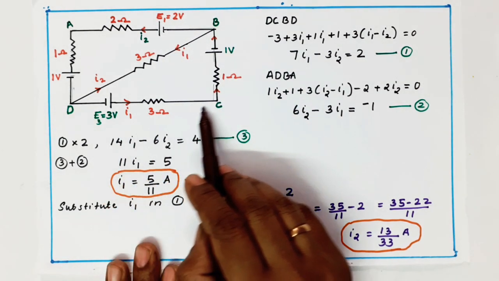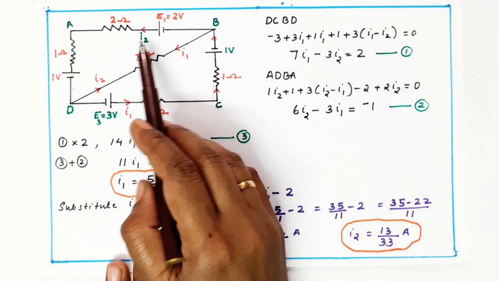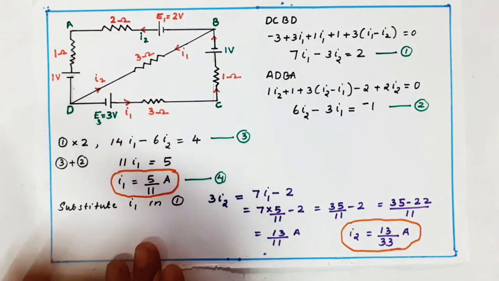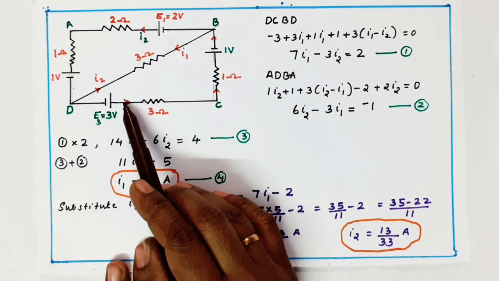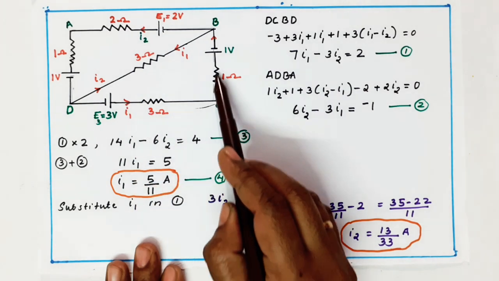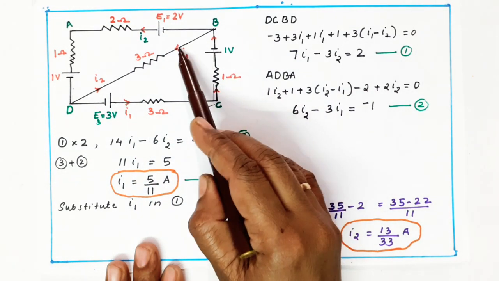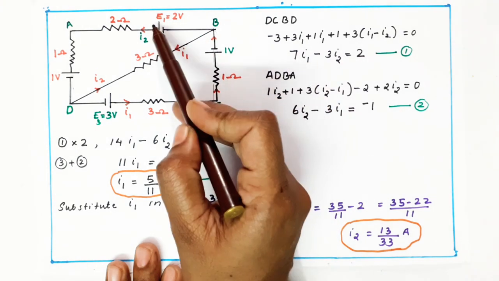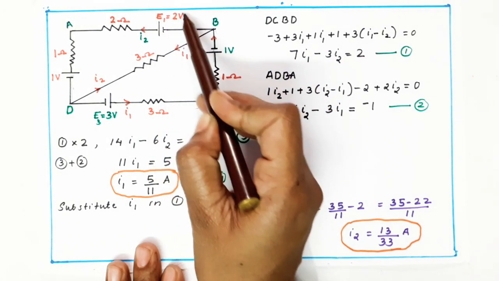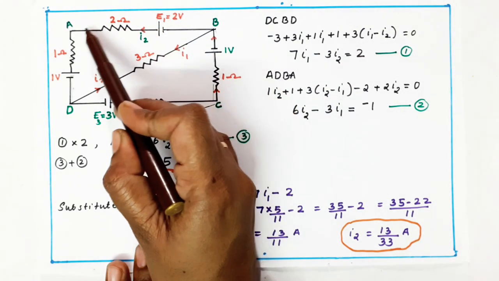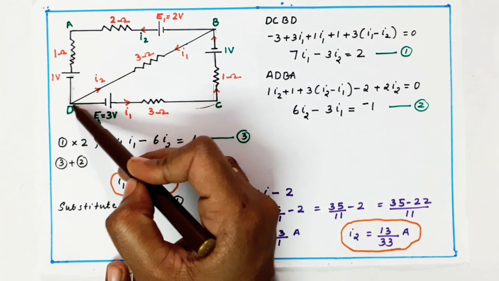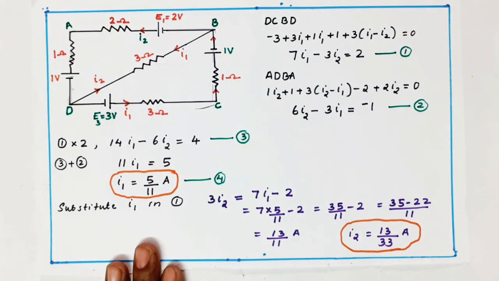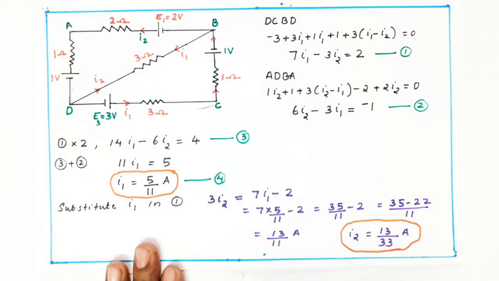This I1 only goes through this 1 volt, and only I2 will go through this 1 volt. So I have taken this as I1. I1 will go up, go through this volt, and come like this. And if you take this one I2, because 2 volt is the higher one, from there I2 current comes like that, goes through this 1 volt and comes in this direction. Now, this current I mark as I2.